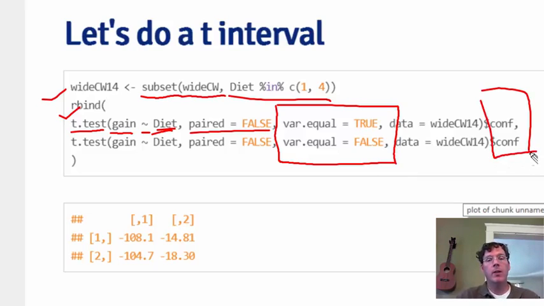In both cases I'm grabbing the confidence interval. In the first one, I get negative 108 to negative 14. In the second, I get negative 104 to negative 18. In both cases, the intervals are entirely below 0, suggesting less weight gain on diet 1 than on diet 4. However, the specific interval does change depending on whether the variances are assumed equal or not. Now, I don't know enough about the specific data set to ascertain whether that's a substantive change or not, but because it might be important, let's also cover the t-interval where you assume that the variances are unequal.